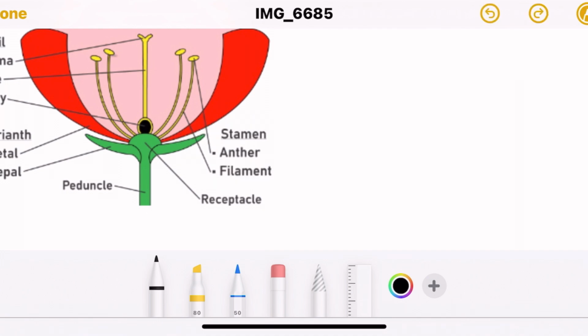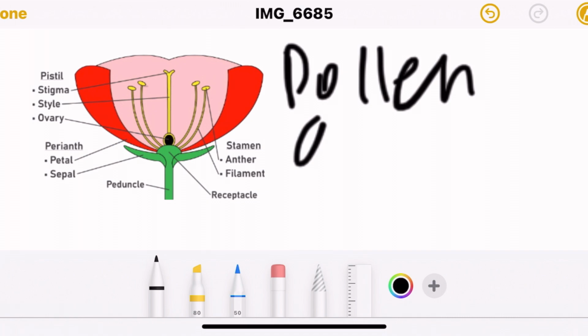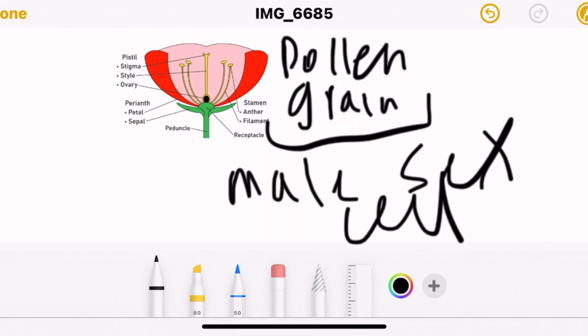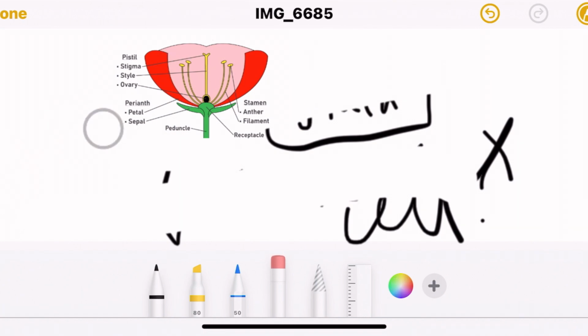For example, in humans, there are eggs. Those are the female sex cells, and we have sperms. They are the male sex cells. So like that, we have pollen grain. Pollen grain is also known as the male sex cell in a flower. We humans do not have pollen grain, it's in a flower.